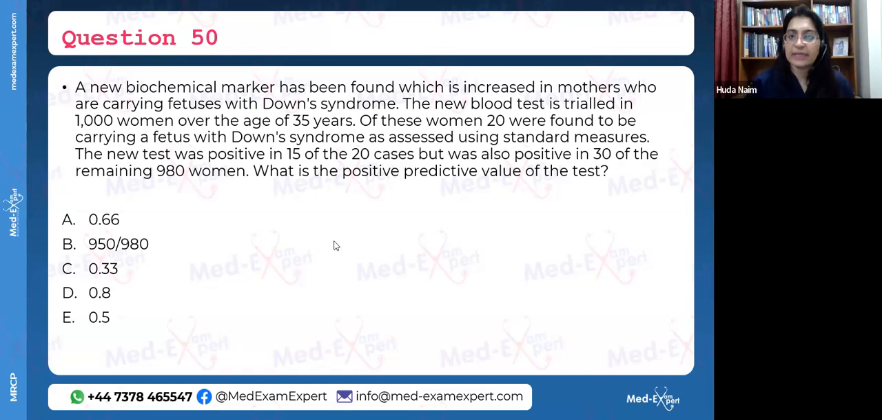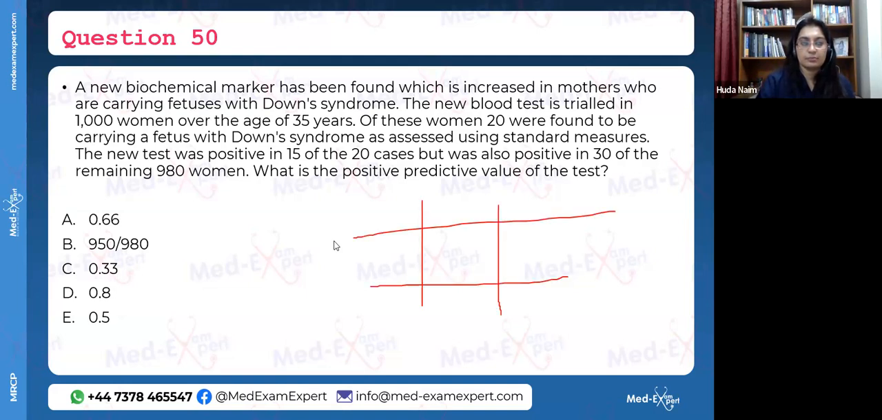So whenever you have data like this, always make a table. You have positive, which is Down syndrome, and negative, which is not Down syndrome. And the test which is positive, and the test which is negative.